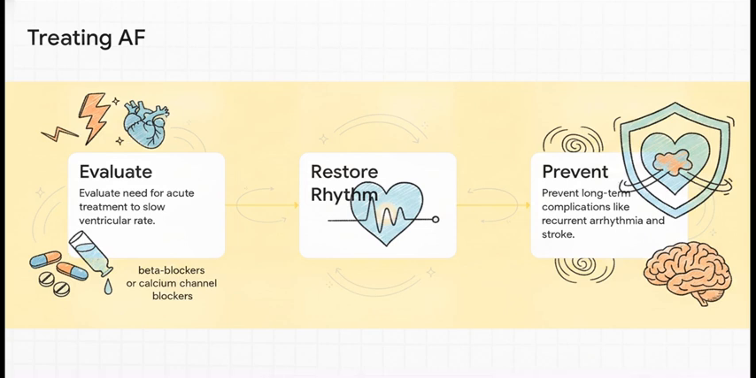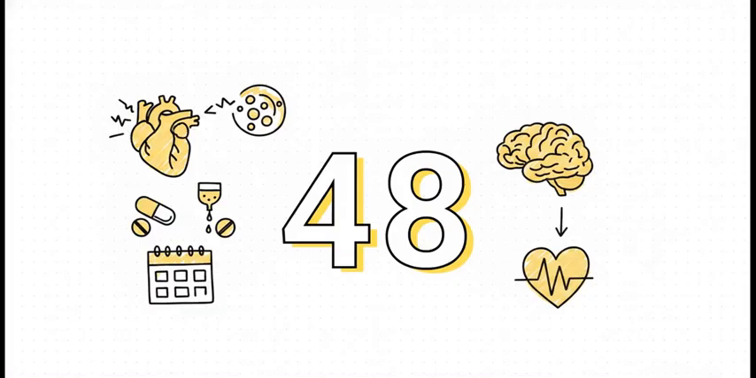Step 2 is considering if we can restore the normal sinus rhythm. And step 3 is absolutely crucial, preventing long-term complications, specifically strokes caused by blood pooling up in those quivering upper chambers. And that brings us to a magic number, 48.